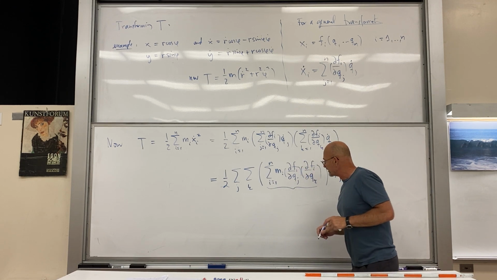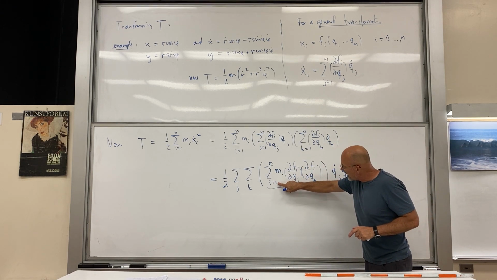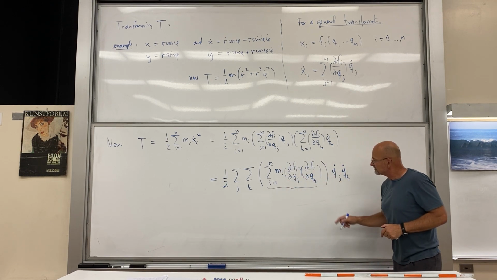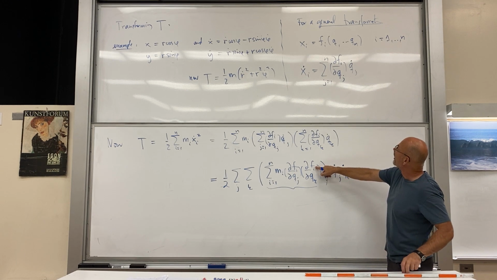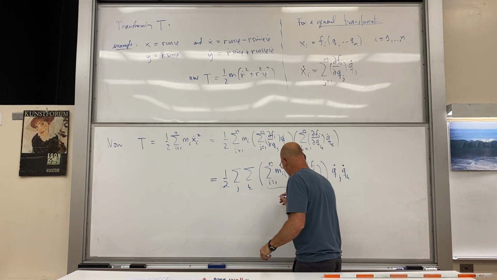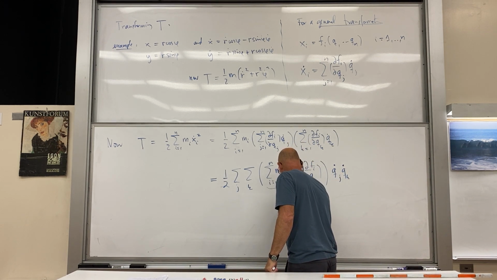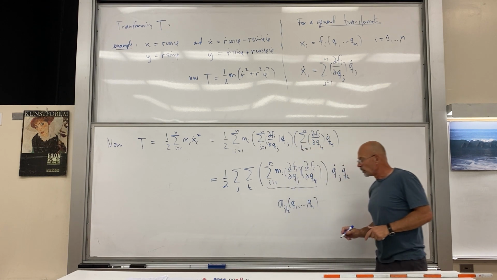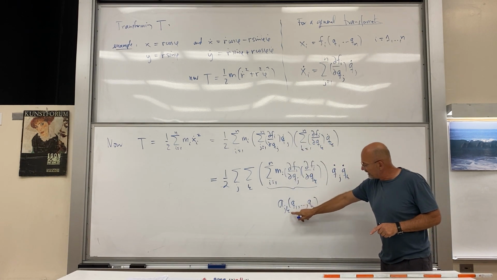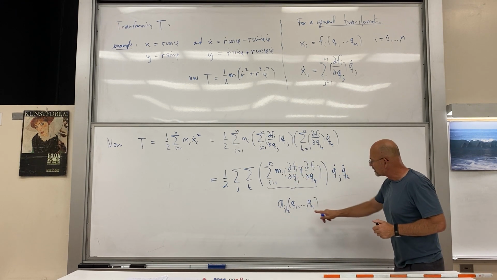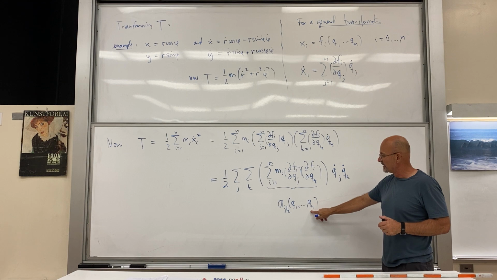I's here all over the place. Since we're summing over i equals 1 to n, we're summing over all the i's, m sub i there. These functions f are functions of q1 to qn. So this thing gets another name. It's simply a sub jk of q1 to qn. What's important about this is that it is an n by n matrix, if you will, of functions of the coordinates.